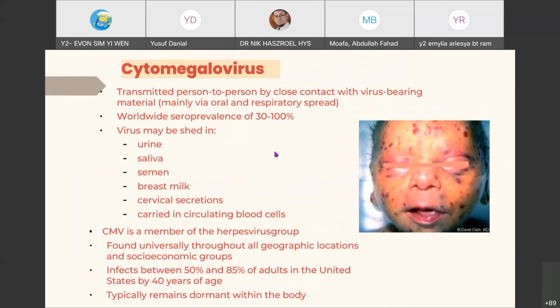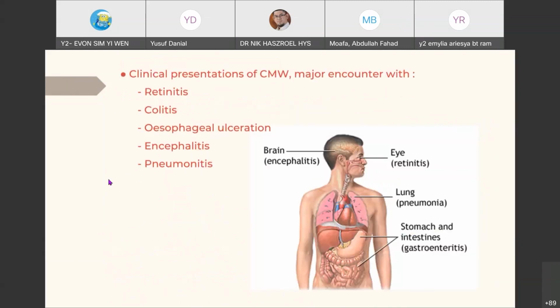So for cytomegalovirus, it can be transmitted from person to person by close contact with the virus. The virus may be shed in urine, saliva, semen, breast milk, cervical secretions, and also carried in circulating blood cells. So these are the clinical presentations.